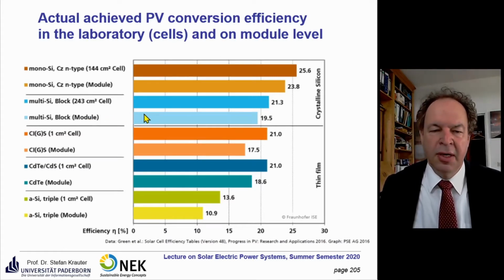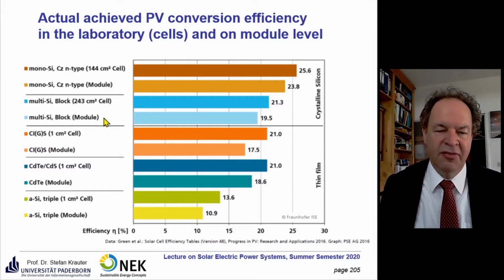Sure, in the module you have additional losses due to the series resistance between the cells, and also some losses because you cannot cover the full area. You have to keep some distances. And also there is some mismatch between the cells. Even if you sort them, there's always some tolerance to that, and therefore the module efficiency is always a bit lower than the cell efficiency.